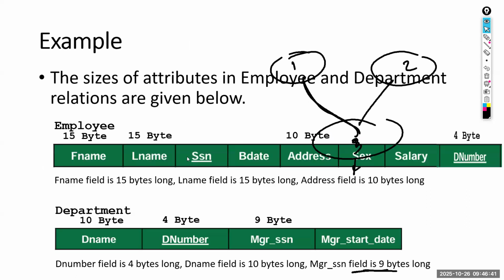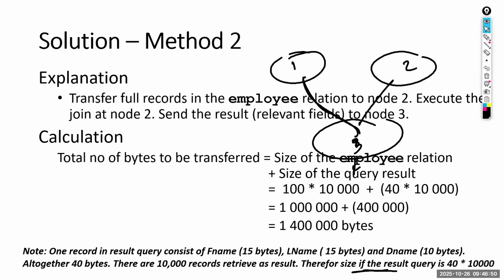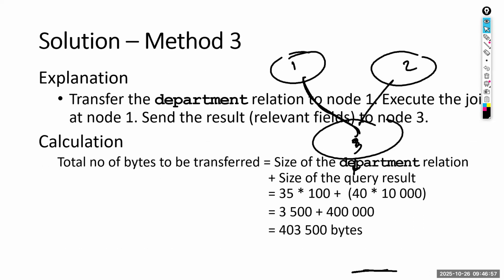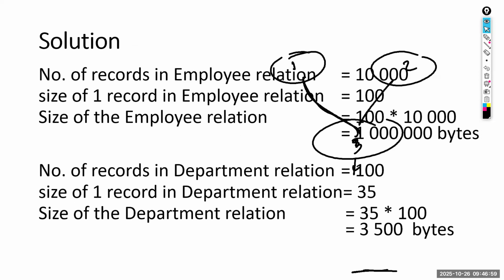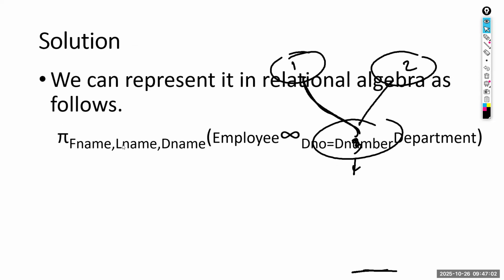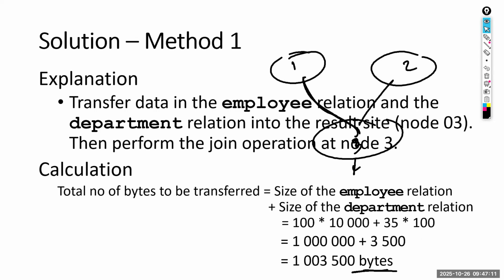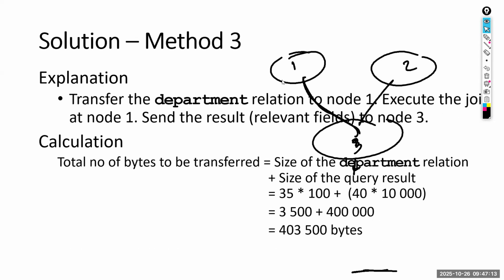But we have so many other fields, right? Salary, sex, address, birth date. Why do you need this? So what is the minimum you need to get from site 1 to site 3? Anyone? So remember, this is our final query: first name, last name, department name from employee inner join department based on department number. Now, can someone tell me what are the fields you need to take from site 1 to site 3?